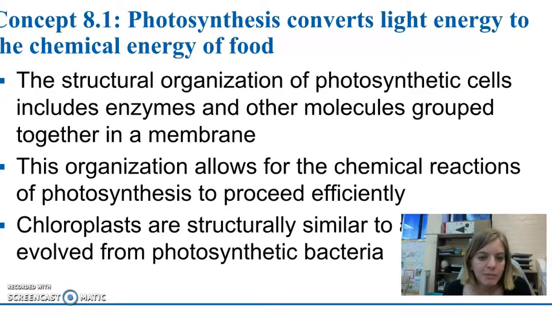So coming upon 8.1, essentially, one of the reasons why photosynthesis can occur is because of membranes within our cells. So the structural organization of photosynthetic cells includes both enzymes and proteins, which are used to catalyze many reactions, as well as other molecules in the membrane. And remember, the reason why membranes are important is because it allows these chemical reactions to happen very quickly and efficiently. Chloroplasts are structurally very similar to and likely evolved from photosynthetic bacteria.